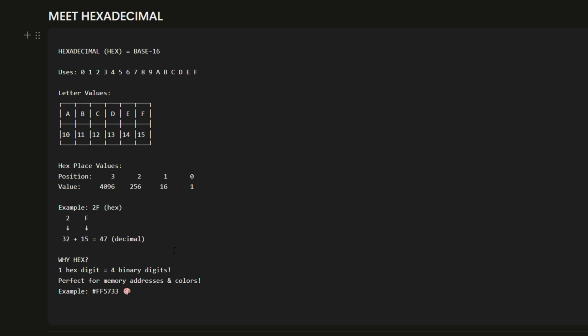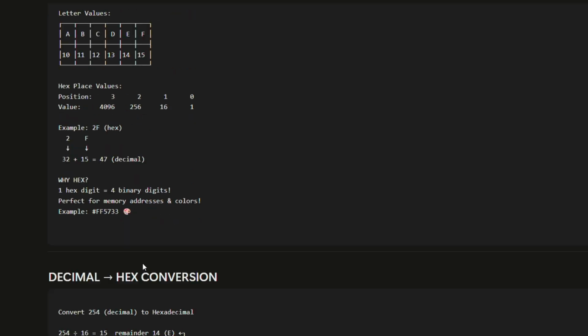Now, why exactly hexadecimal and why is it so popular? Because one digit represents exactly 4 binary digits. So this makes it a perfect choice for writing memory addresses, color codes, and so much more.